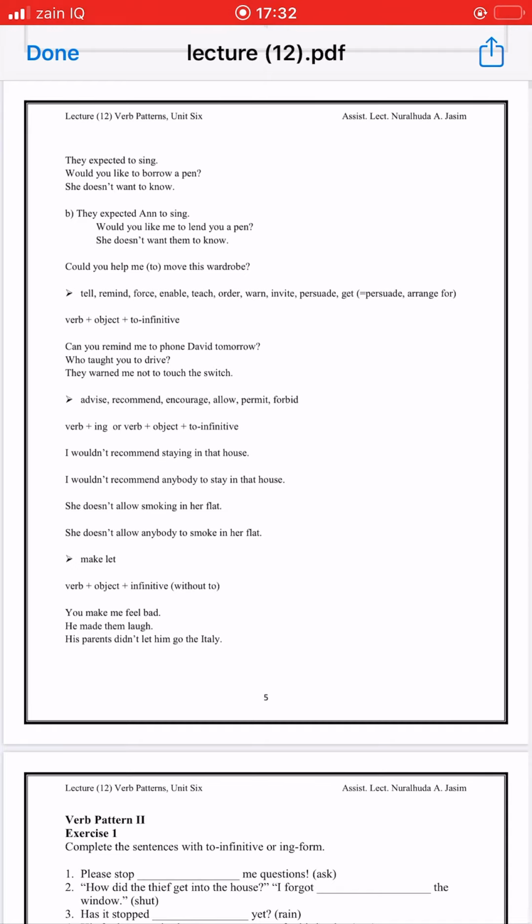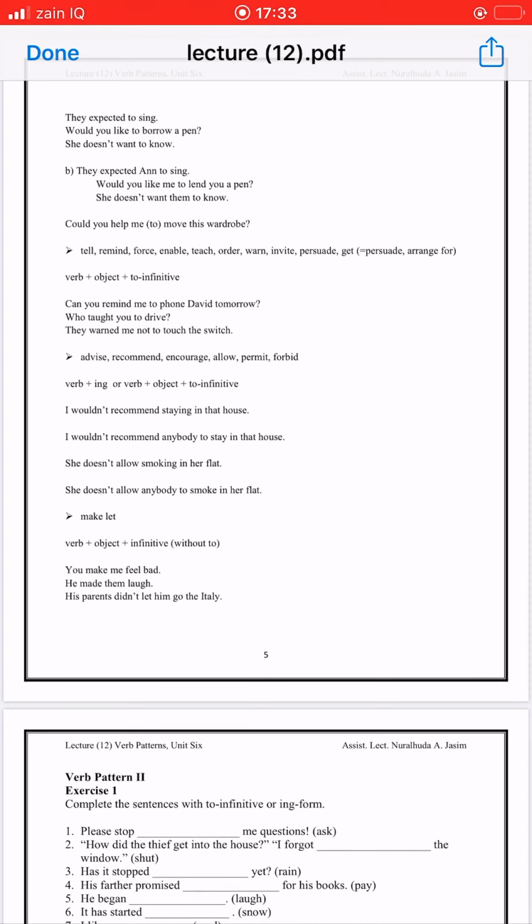Verb plus object plus to infinitive. Can you remind me to phone David tomorrow? Who taught you to drive? They wanted me not to touch the switch. The verbs advise, recommend, encourage, allow, permit, forbid come with verb plus ing, or verb plus object plus to infinitive.